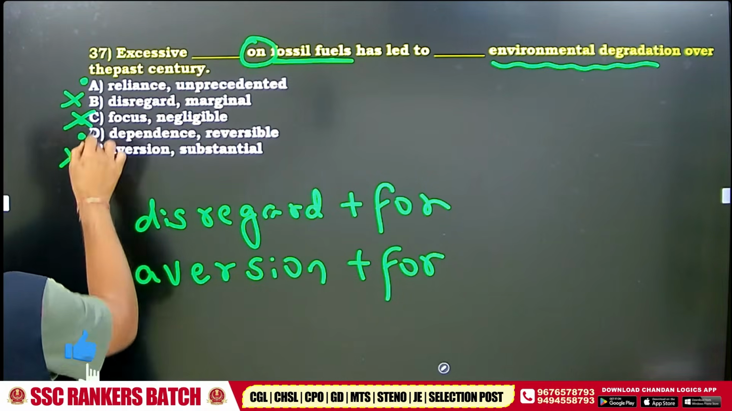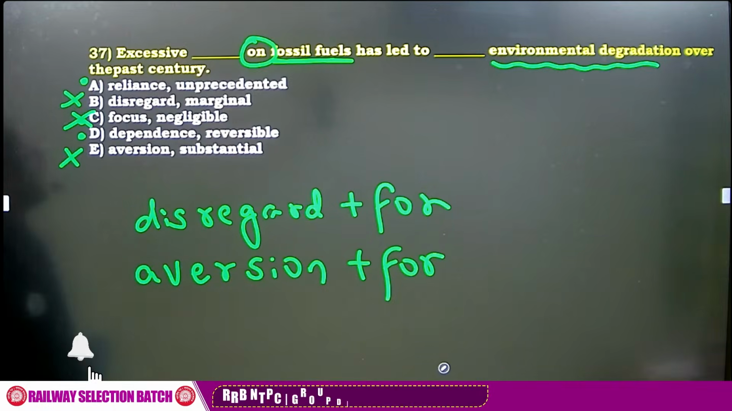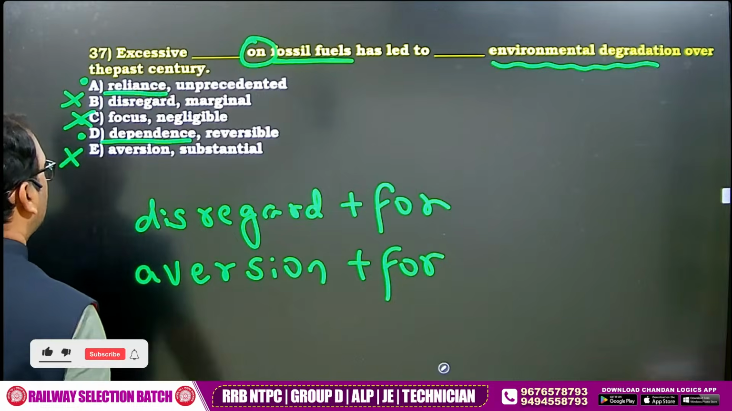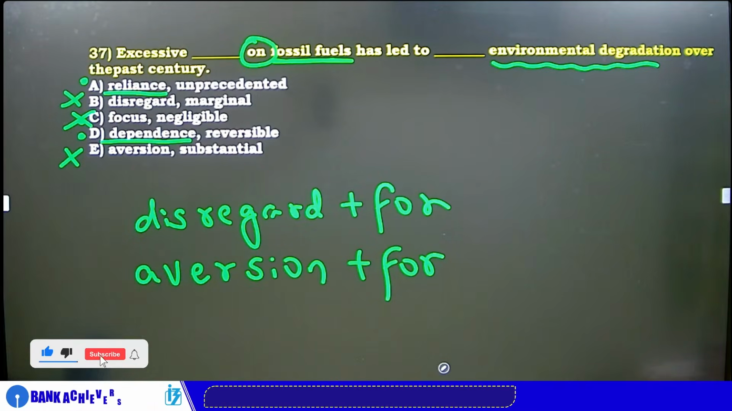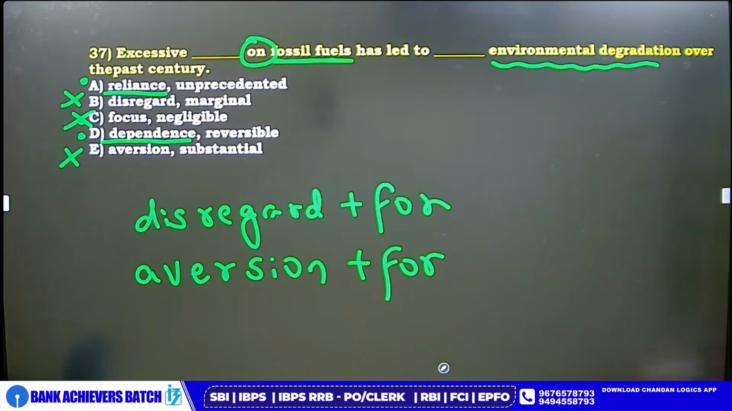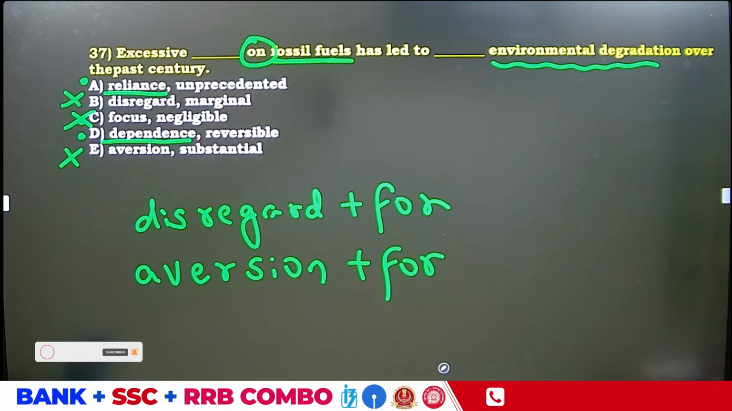See, the point is here we are not talking about focus. We are unnecessarily depending on. So either it can be reliance or dependence. Now tell me, option A or option D, which could be the right answer? Answer please. Yes guys, I'm waiting for your answer.